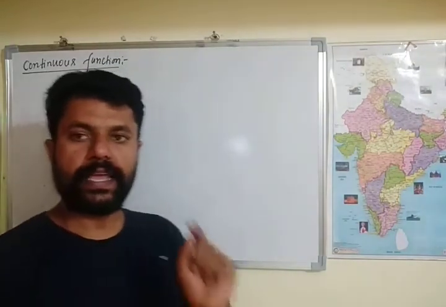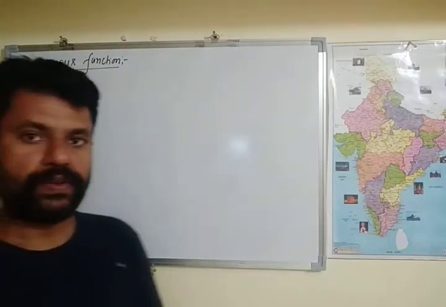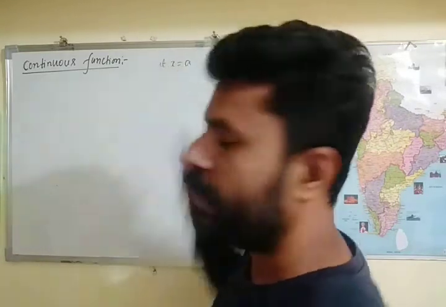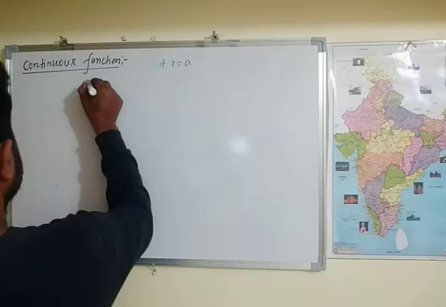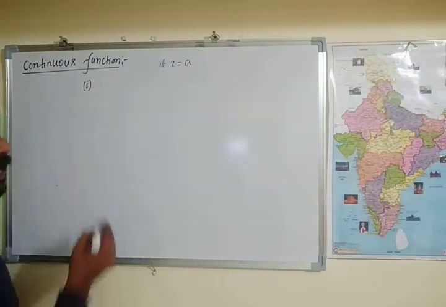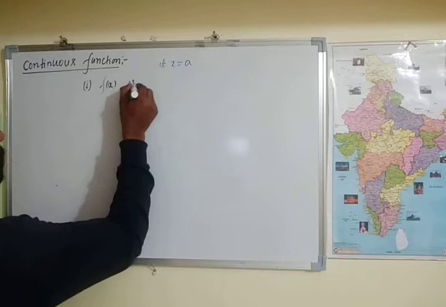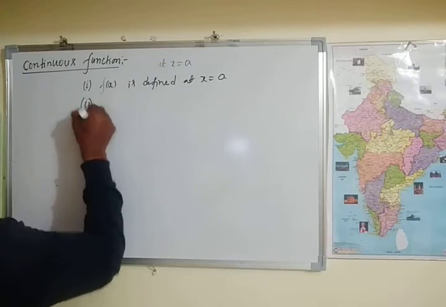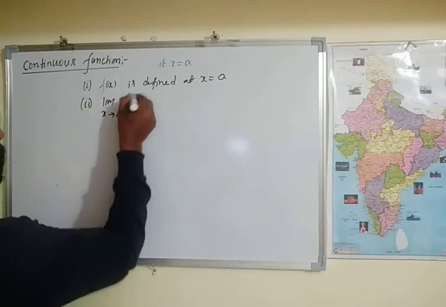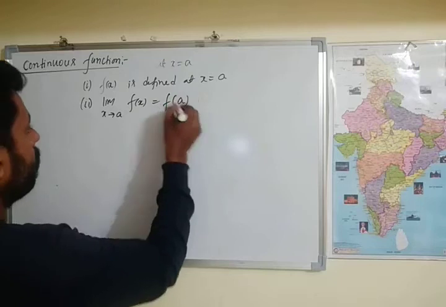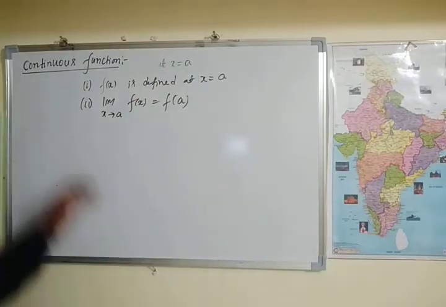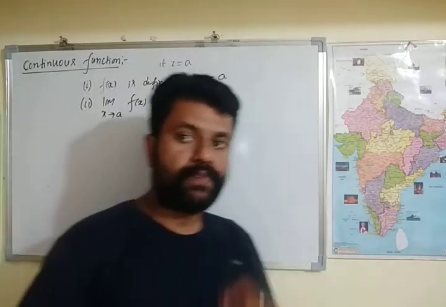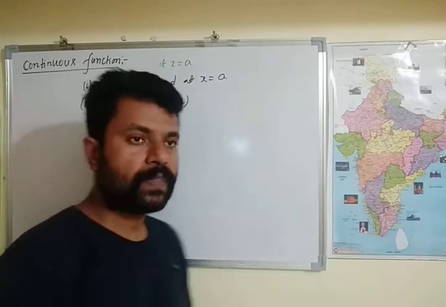Definition: a function f of x is said to be continuous at x is equal to a of its domain. See here, first condition, f of x is defined at x is equal to a. Then limit x tends to a, f of x is equal to f of a. Say these two conditions are satisfied, the function is continuous.